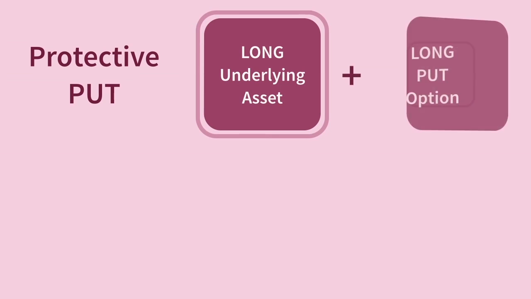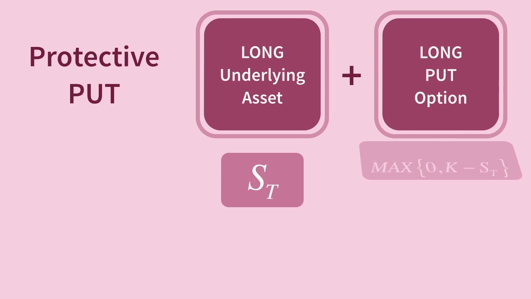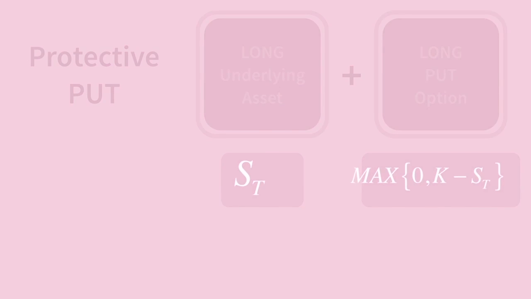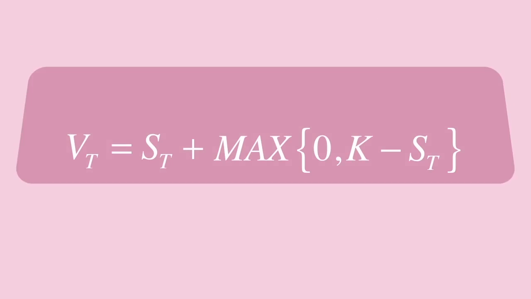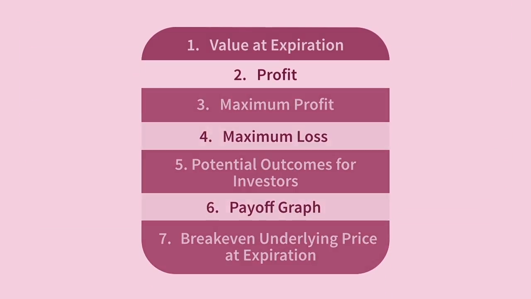Let's do the same thing for the elements of a protective put. We have the underlying asset and a put option. The value of the underlying at expiration again is ST, and the put option will have a value of either 0 or K minus ST depending on which is larger. If we put those together as two long positions, we get an expression for the value of a protective put at expiration. Okay, let's talk about profit.